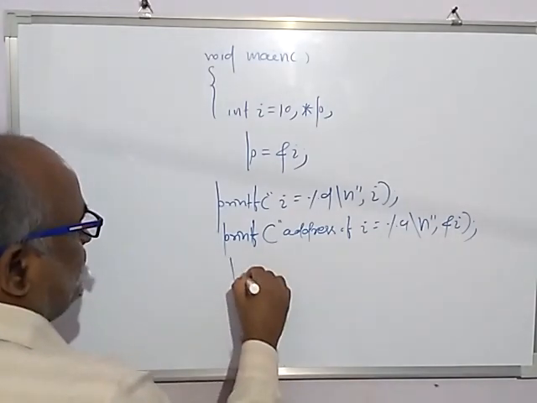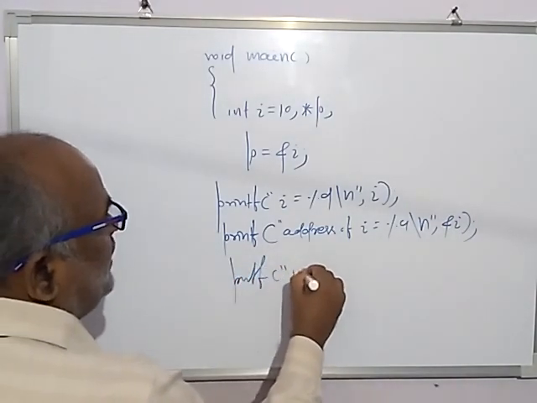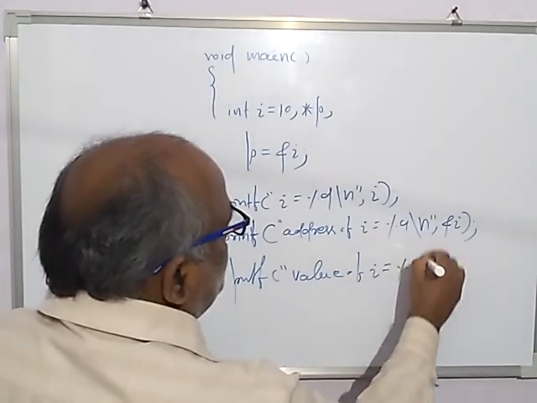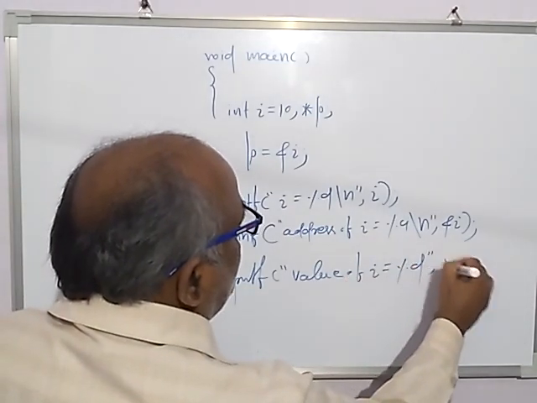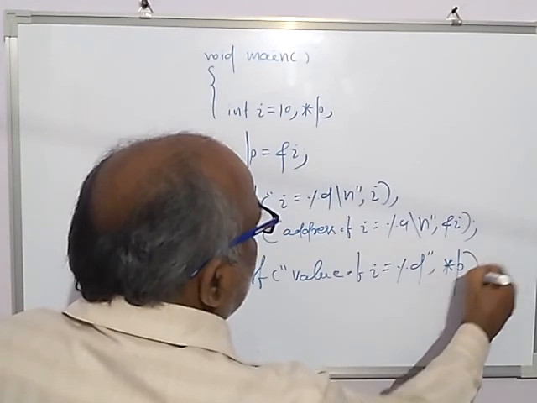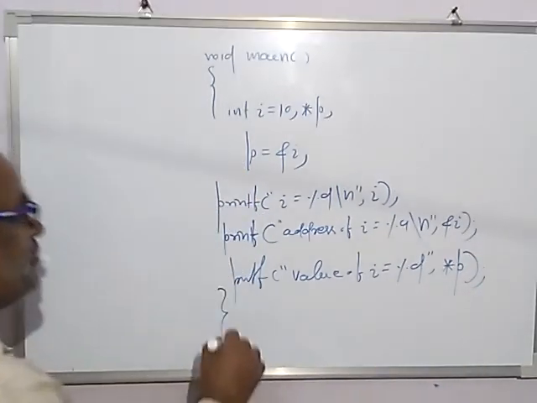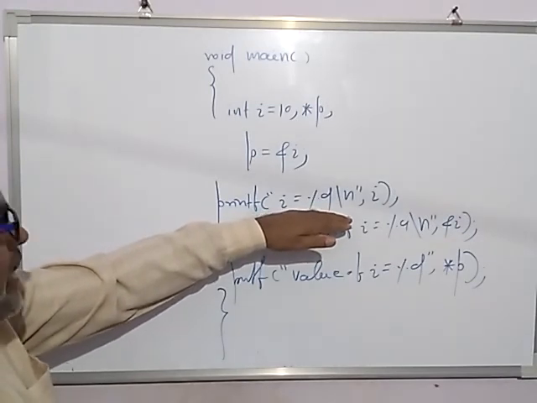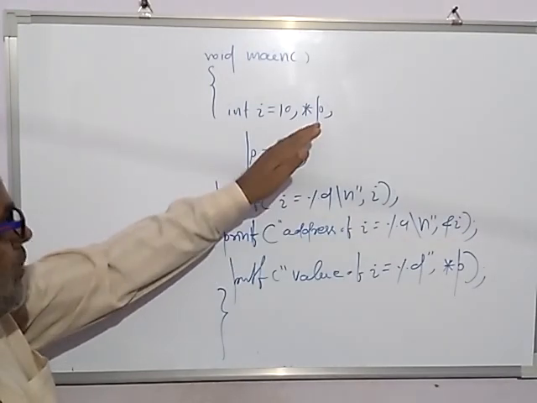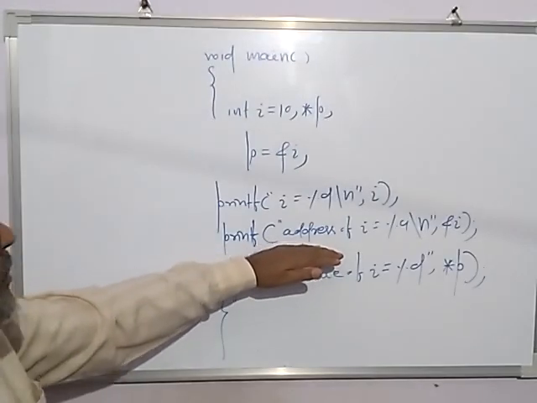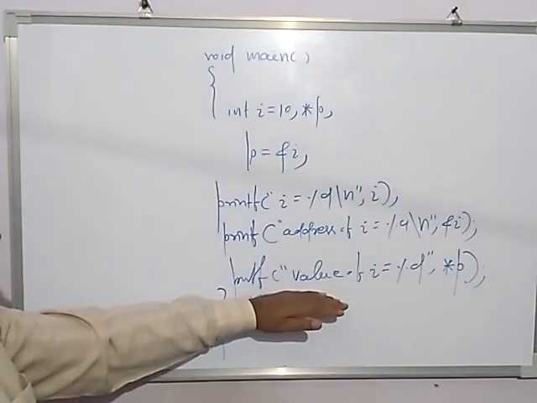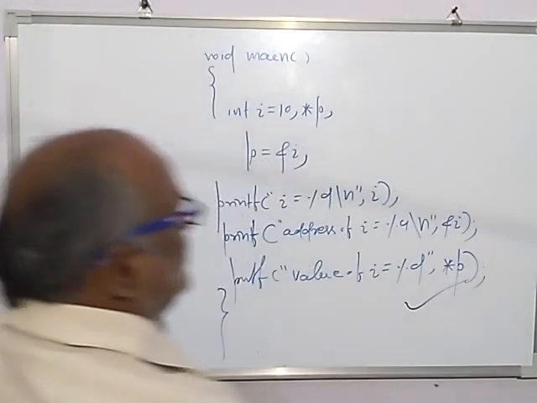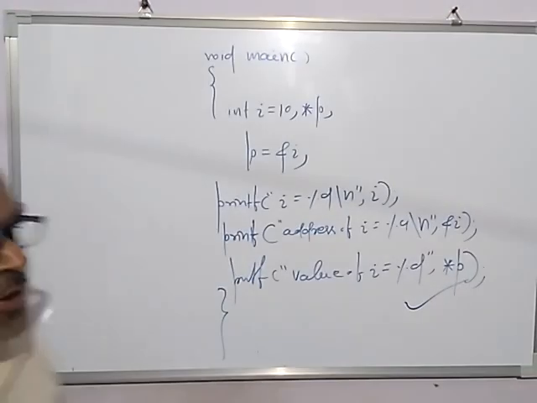Then printf value of i by using pointer, value of i equal to percent d, backslash n, star p, because p holds the address of i. In this way, the first line prints the value of the variable by using the variable name, the second line prints the address of the variable, and the third line prints the value of the variable by using the pointer. So this is a simple program using pointer. Thank you.